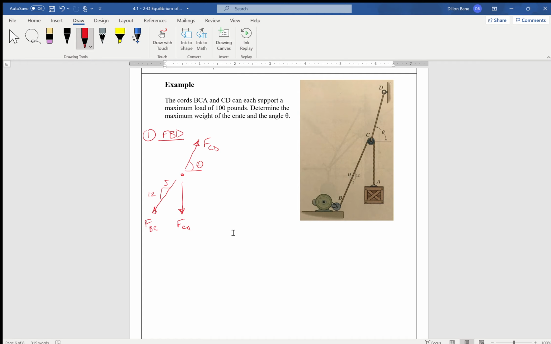Let's just take a look at this free body diagram and notice that FCA is just going to be equal to the weight of the crate, right? So we'll just call FCA equal to the weight.